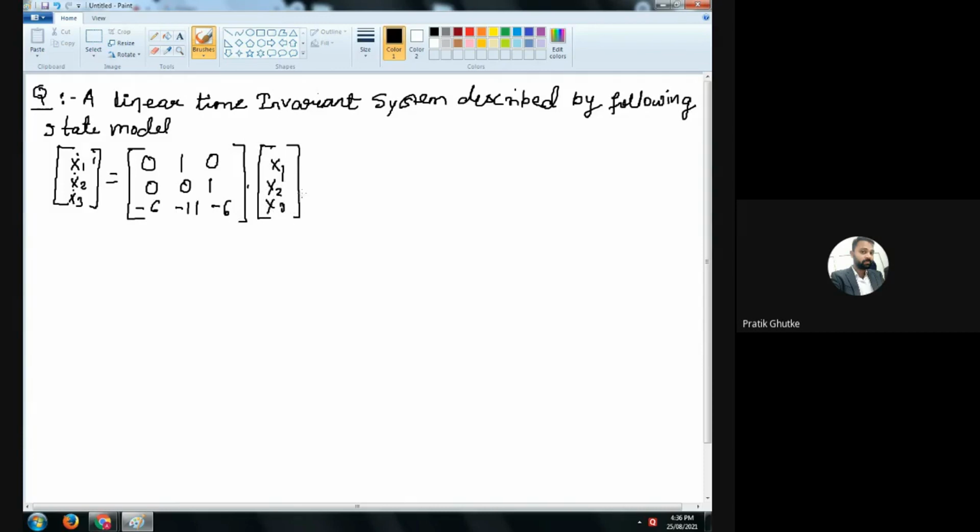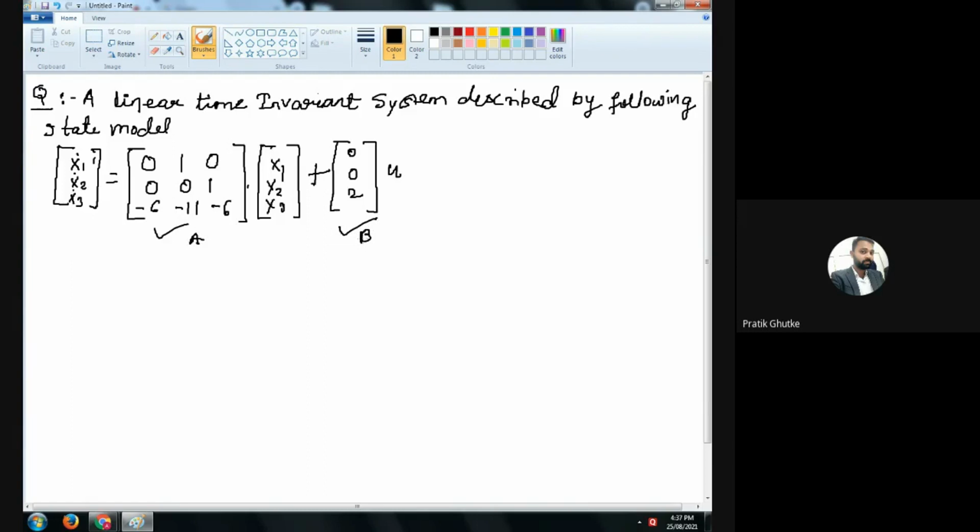So this is your state model, x dot equals Ax plus Bu. This one is your A matrix. So the B matrix I am writing here. The B matrix they have given is 0 0 2, into u. So what do we have to find? In this state model, they have given matrix A and matrix B.